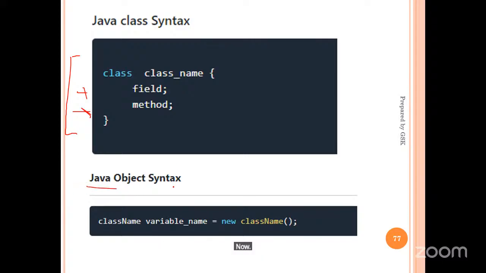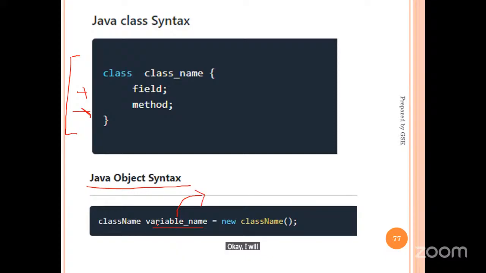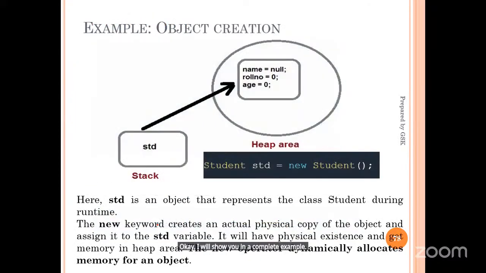Now coming to the object. The syntax to create the object is class name, space, variable name or reference name, you can say, assignment new class name. So in this case, this variable is called object. I will show you in a complete example. Before that, try to understand what's happening inside when we are writing this code.